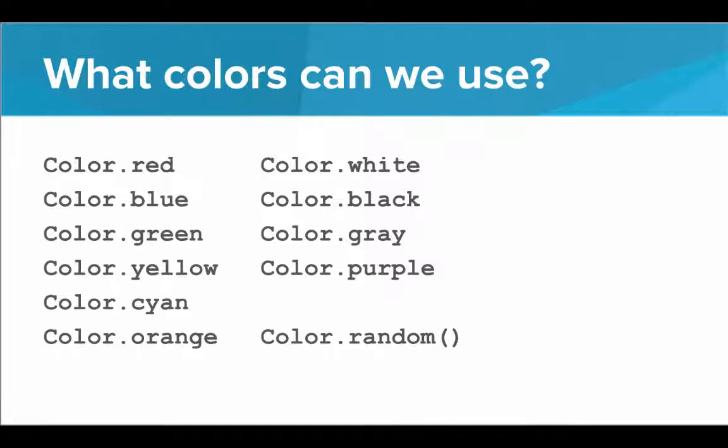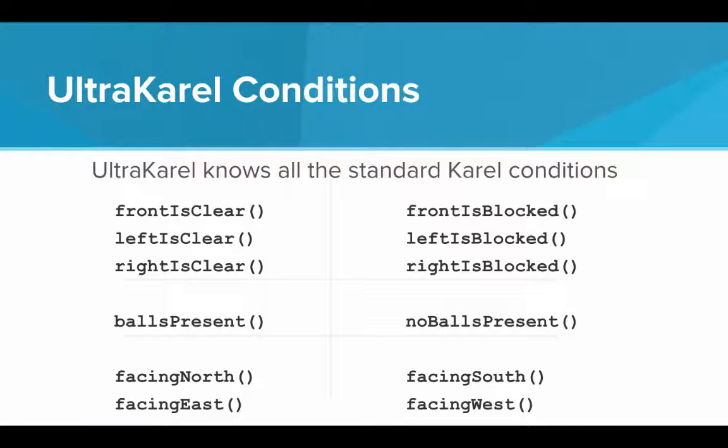We don't know what it's going to be. The others, you're guaranteed it's going to be that color. Color.random will just produce a random color on the grid. But you need to remember the parentheses on random. Random is the only one that needs parentheses. So that is how we use paint.